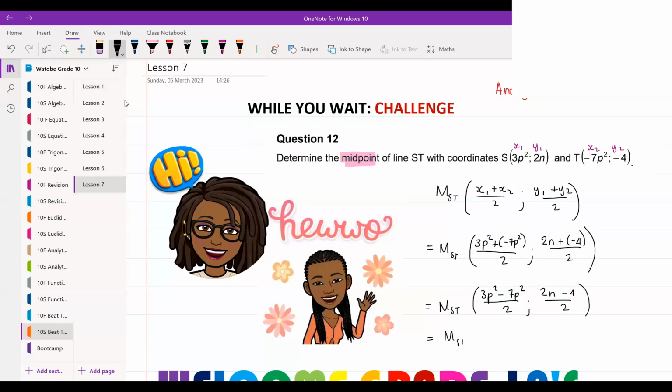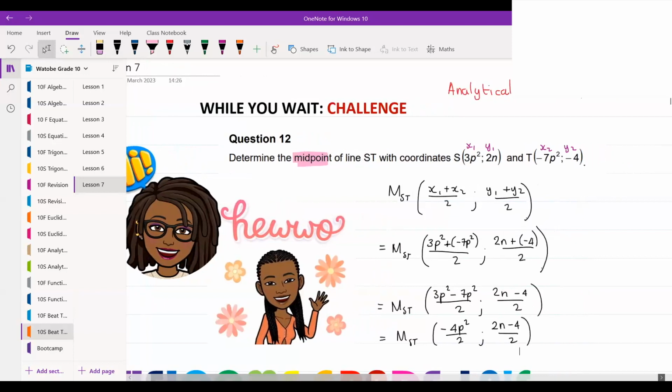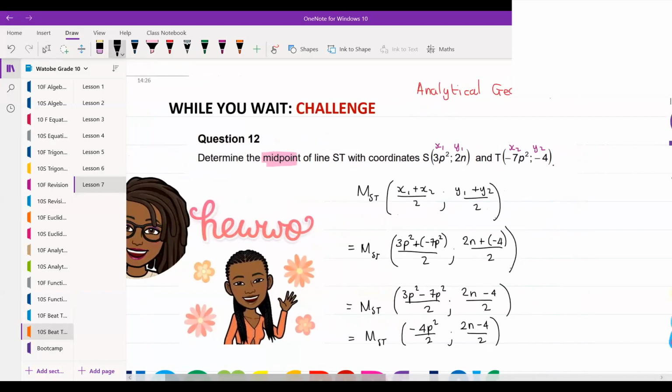So the midpoint of ST would be negative 4p squared over 2. And over here, I would just get 2n minus 4 over 2. All right, so now I know I can divide both of these by 2. Over here, with the 2n minus 4, I'm just going to take 2 out as a common factor. So for my x value, I'm going to get the midpoint of ST is negative 2p squared.